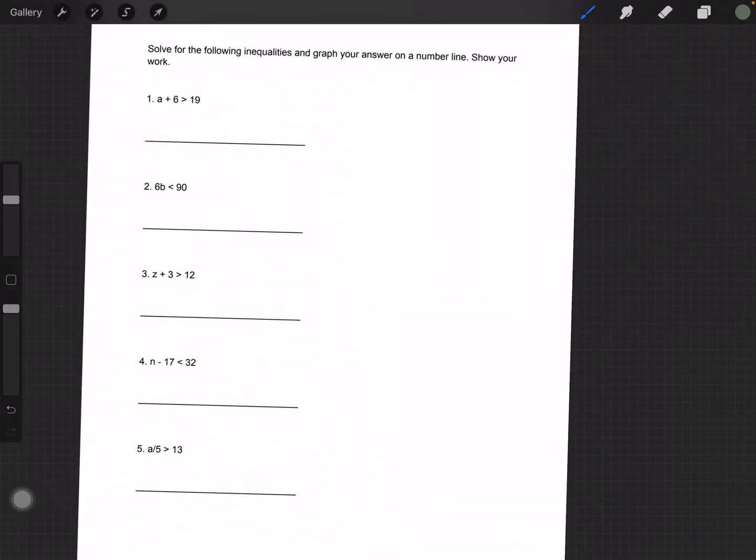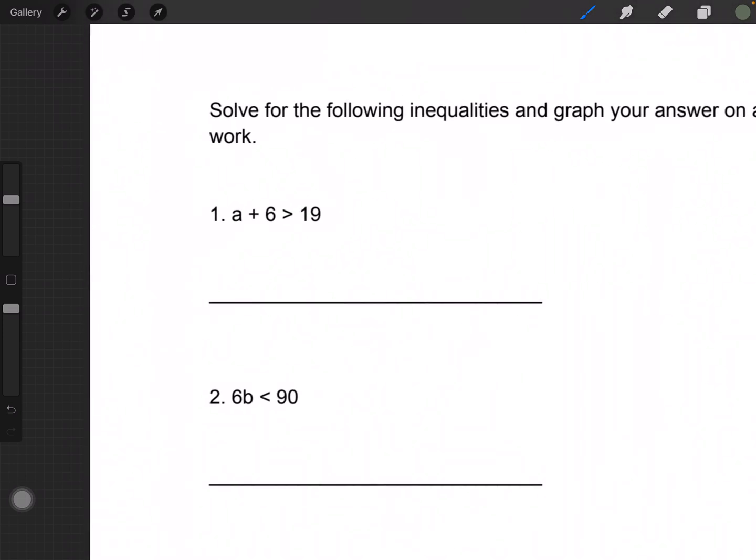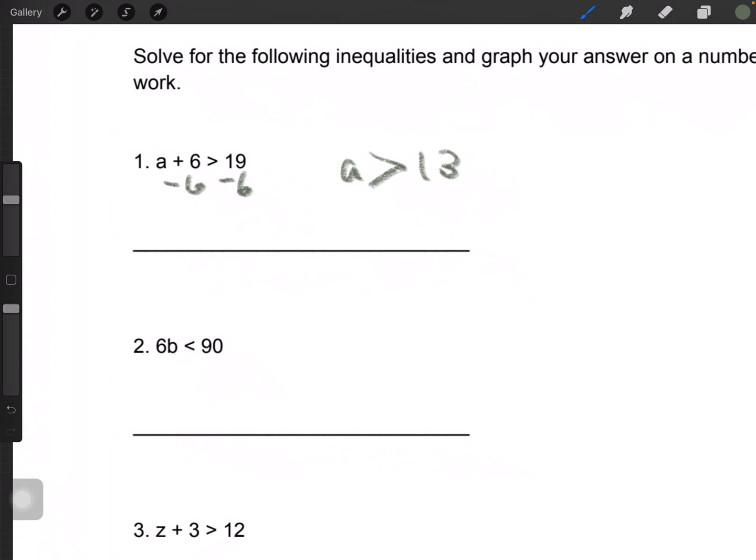So the next worksheet we have asks us to solve the following inequalities and to graph our answer on a number line. So a plus 6 is greater than 19, and we want to isolate a, so we want to do the inverse operation, minus 6 on both sides, and we get a is greater than 13. So on our number line, we have 13 here, and a is greater than 13, like so.